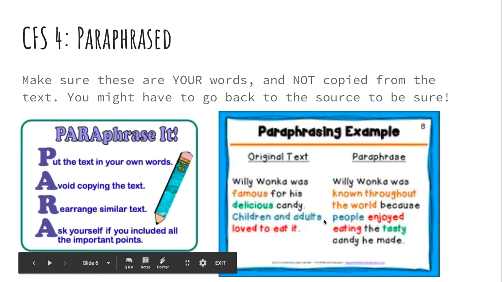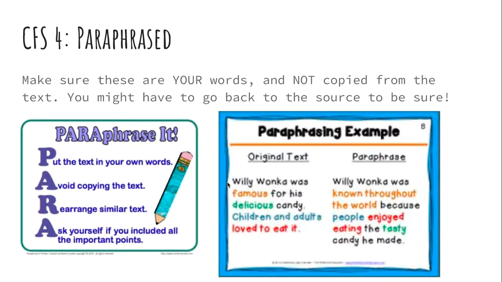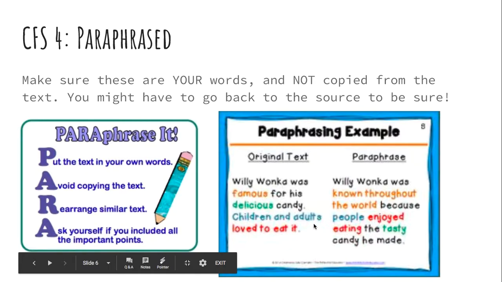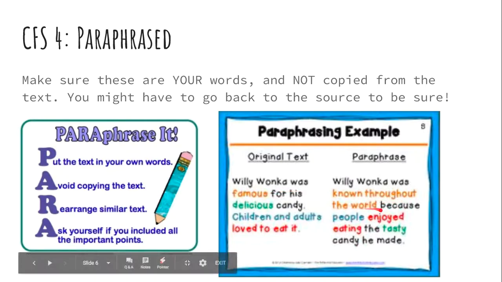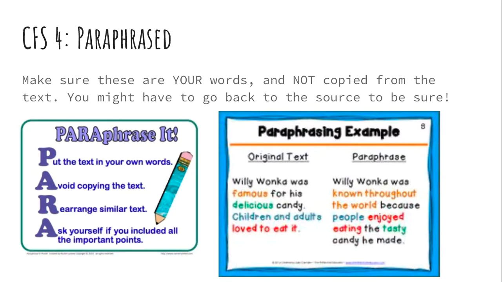And here's an example. If I was reading a text about Willy Wonka, and this is what it said, notice how we turn some of the words in the original text into our own, but still keep the same meaning. Here in the orange, the original author wrote famous. I'm changing that to be known throughout the world, which means it's the same thing as famous, but it's my words and no one else's.